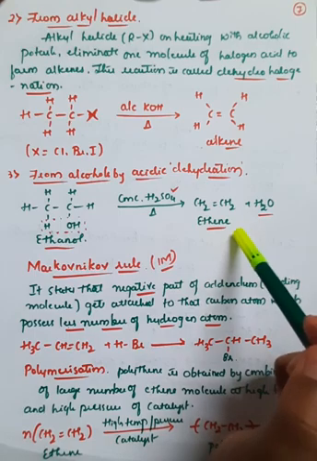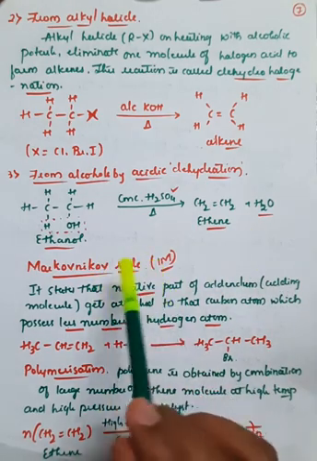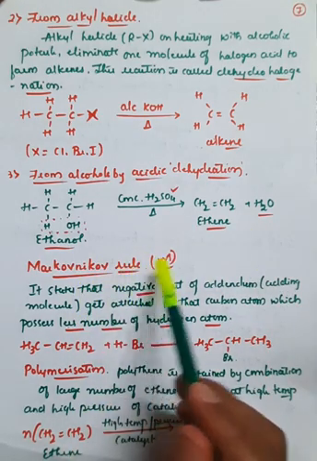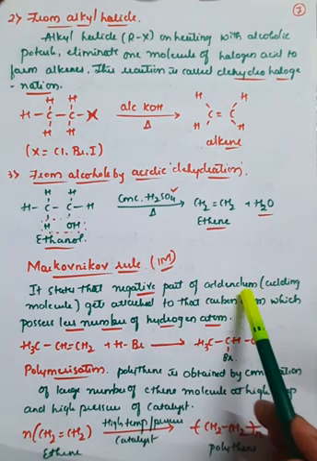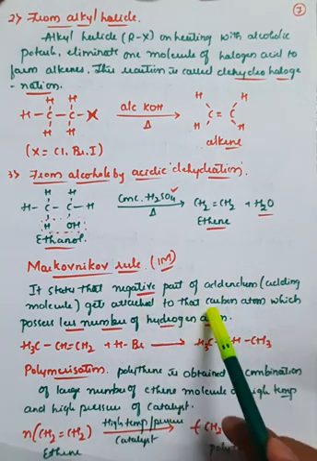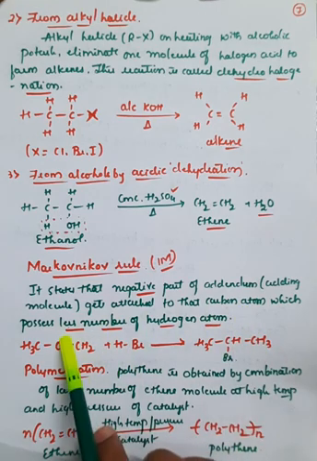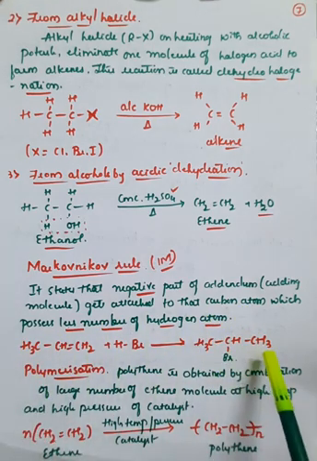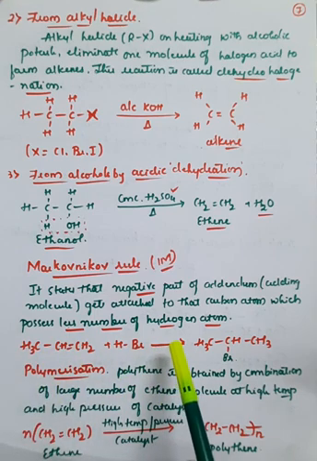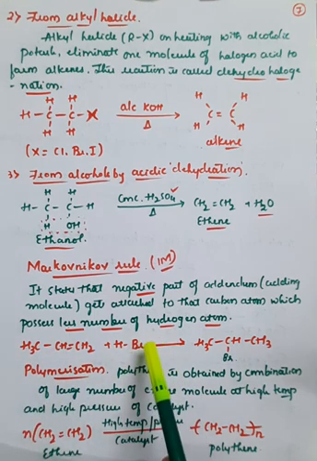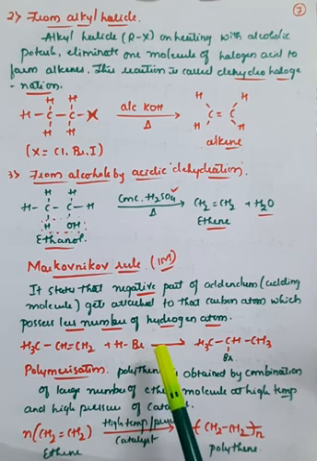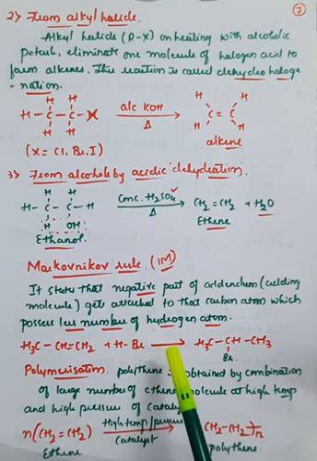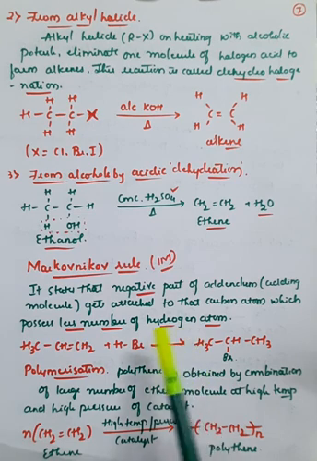And one of the important rules in organic chemistry we have seen is the Markovnikov rule. According to this rule, the negative part of the addendum is attached to the carbon atom which possesses the least number of hydrogen atoms. Even if you take n number of carbon atoms, this negative part will try to attach to only one carbon atom, so that carbon atom must possess very few hydrogen atoms. So this is called Markovnikov's rule.